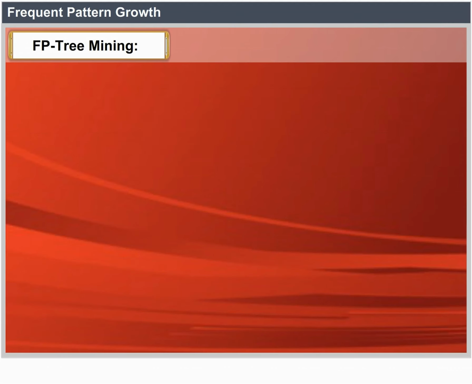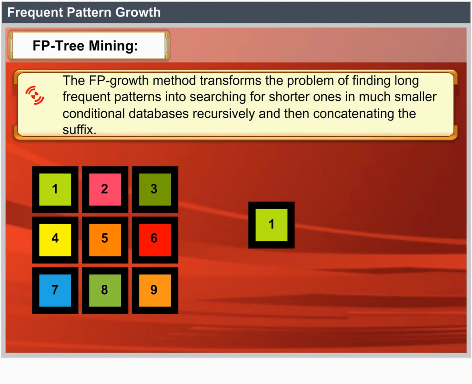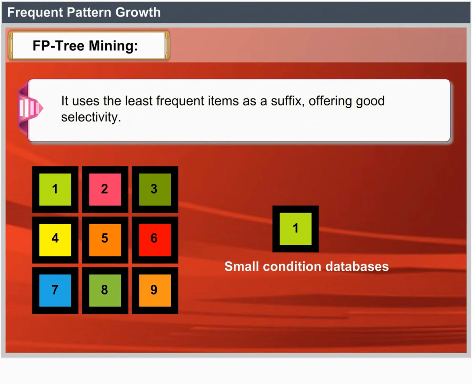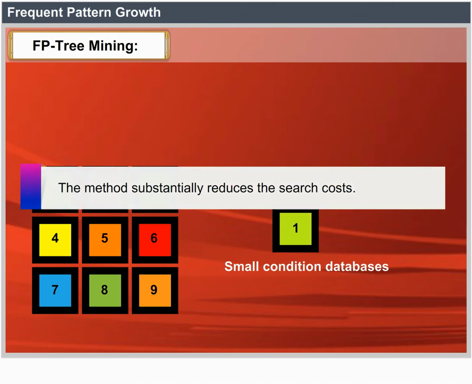The FP growth method transforms the problem of finding long frequent patterns into searching for shorter ones in much smaller conditional databases recursively and then concatenating the suffix. It uses the least frequent items as a suffix, offering good selectivity. The method substantially reduces the search costs.